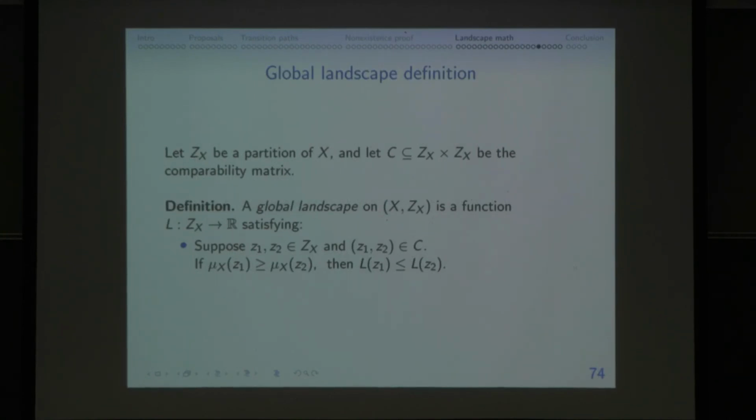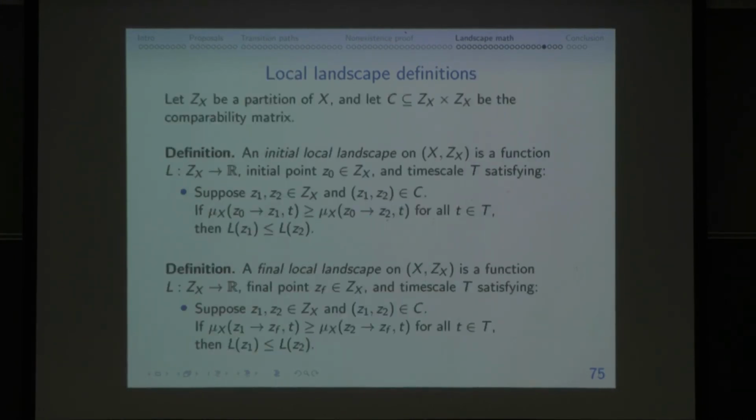So here's a modified version of the definition I showed you earlier of a global landscape. The only difference is now, instead of working with individual states in the state space, I'm working with some partition of the state space. And I'm thinking about whether this group of states is at least as likely as this other group of states. And I'm allowing myself to say not all of these are comparable. And you can modify the other definitions in just the same way. You don't have to worry about it. You get the idea.